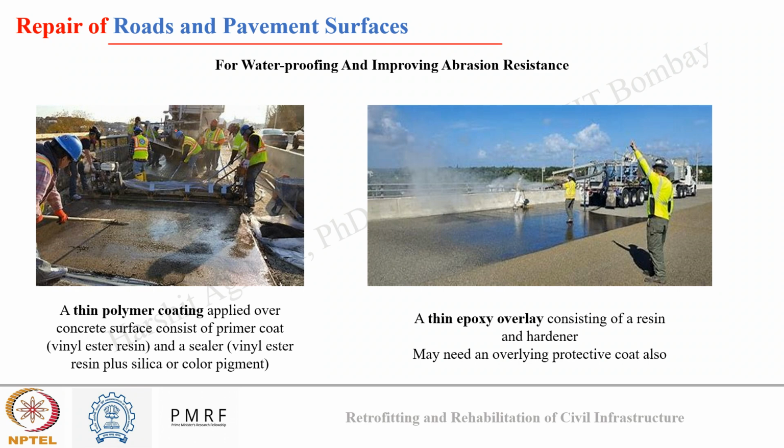And these coatings are mainly classified into two types: thin polymer coating applied over the concrete surface. Okay, so these thin polymer coatings consist of a primer coat and a sealer coat, and these are generally used in areas where there is high abrasion risk. And there can be thin epoxy overlay also, which consists of resin and hardener, and they are mainly used in areas where there is major problem of water ingress or water penetration. So these are some additional protection also which we can go forward with.